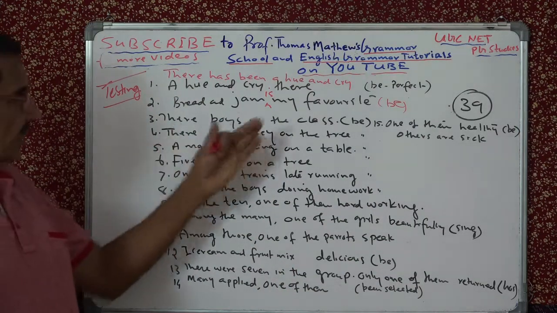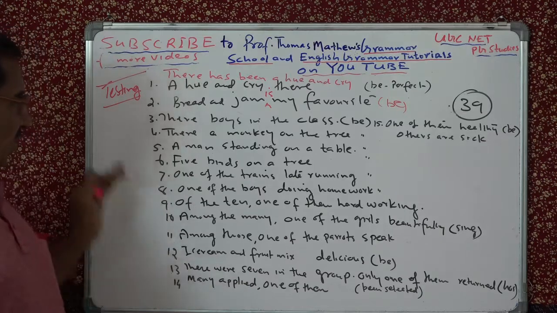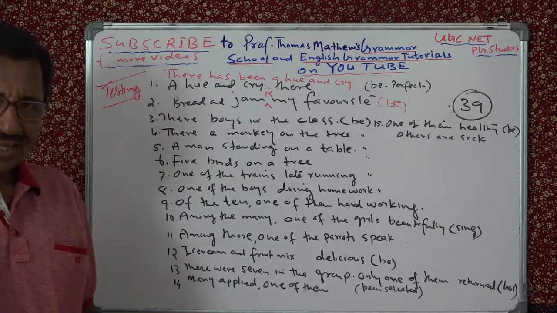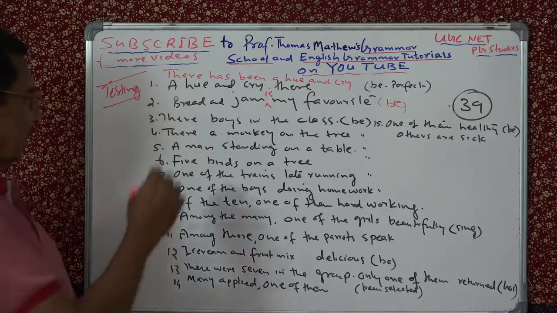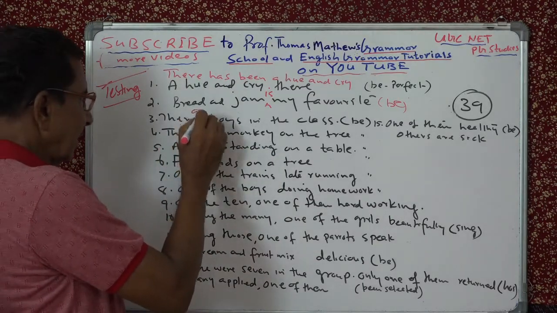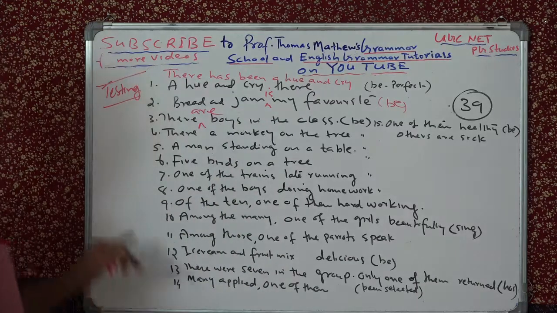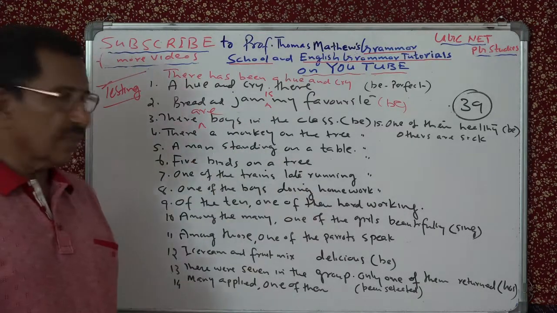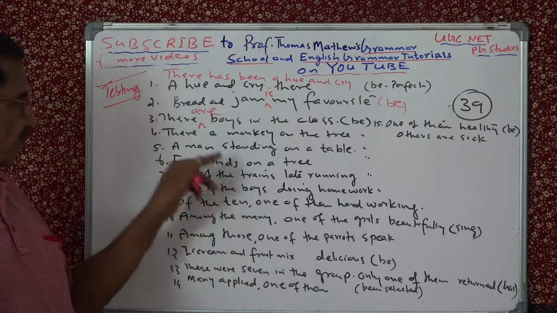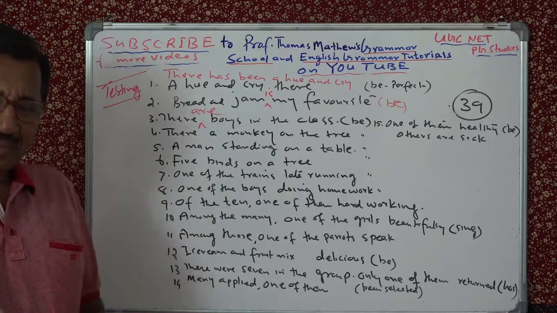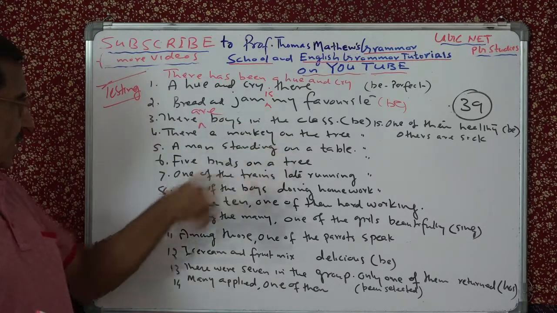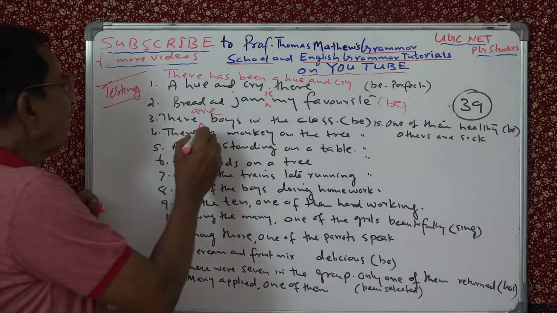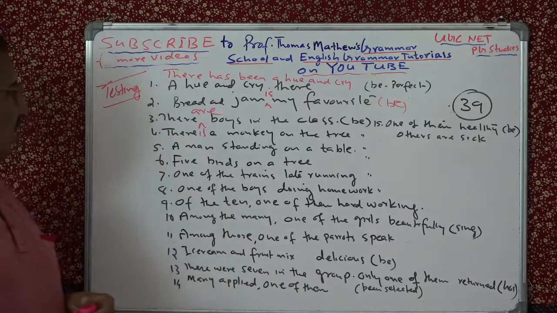There are boys in the class. So, how will you complete it? There are boys in the class. There a monkey on the tree. Which is the actual subject? A monkey. That is singular. Here it is boys, plural. So, it is singular and so there is a monkey on the tree.